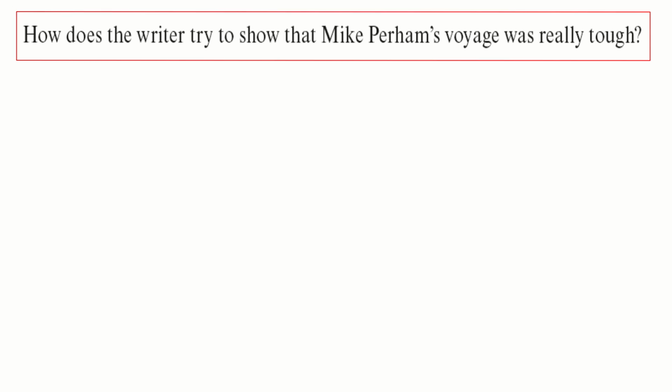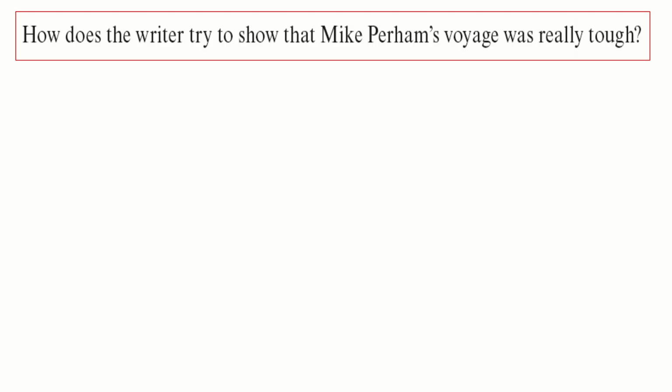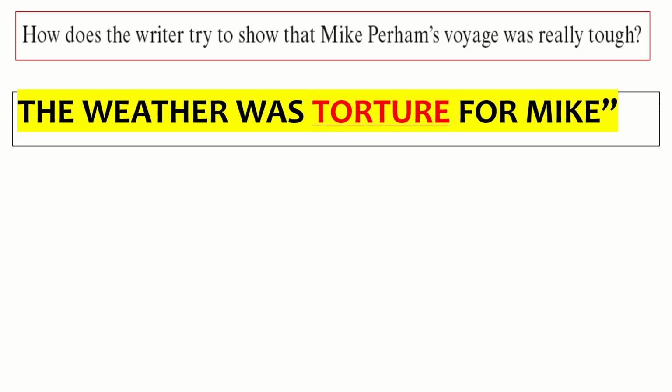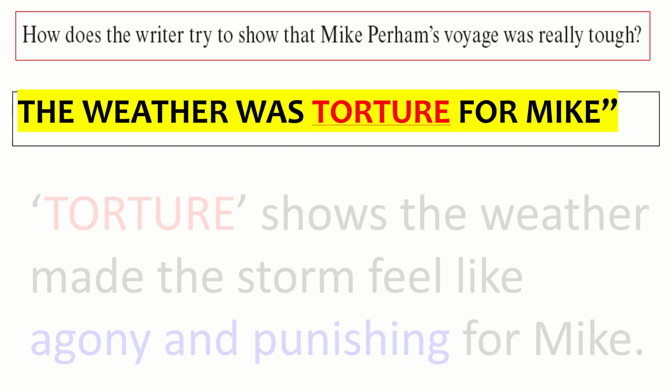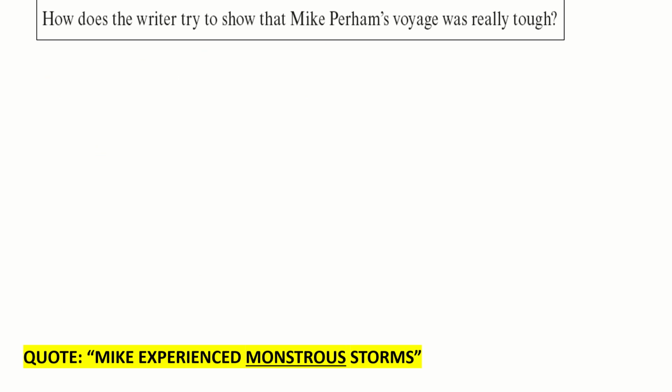So you would look at the extract and you'd try to find 7 or 8 quotes that show that his trip was really tough. So one quote could be, the weather was torture for Mike. They could have put the weather was hard for Mike. They've put the word torture. So think to yourself, what does torture mean? Okay, well I put torture shows the weather made the storm feel like agony and punishing. So in my blue there, agony and punishing are connotations of the word torture. I'm basically saying why the writer has decided to use that word.